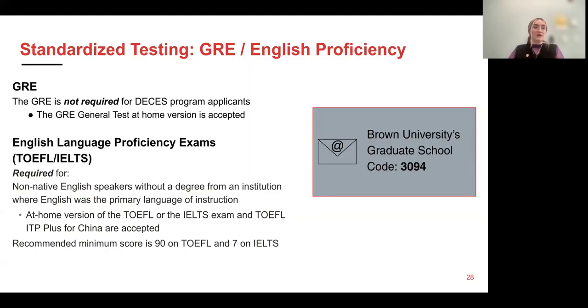But if you are taking them, the recommended minimum score is a 90 on the TOEFL or a 7 on the IELTS. They are scored a little bit differently, but these are the equivalent scores. And the code for that when you're submitting is 3094. That is the Brown University specific code. Next slide, please.